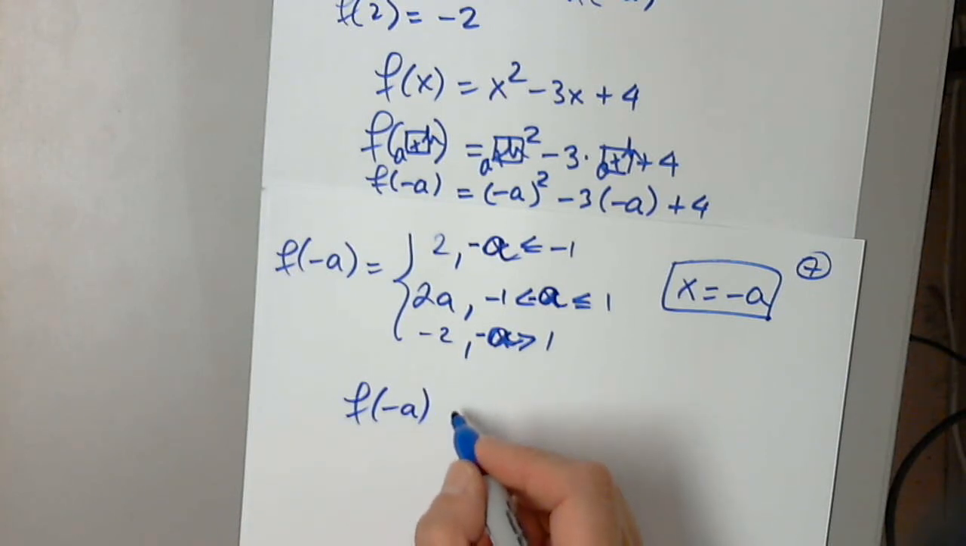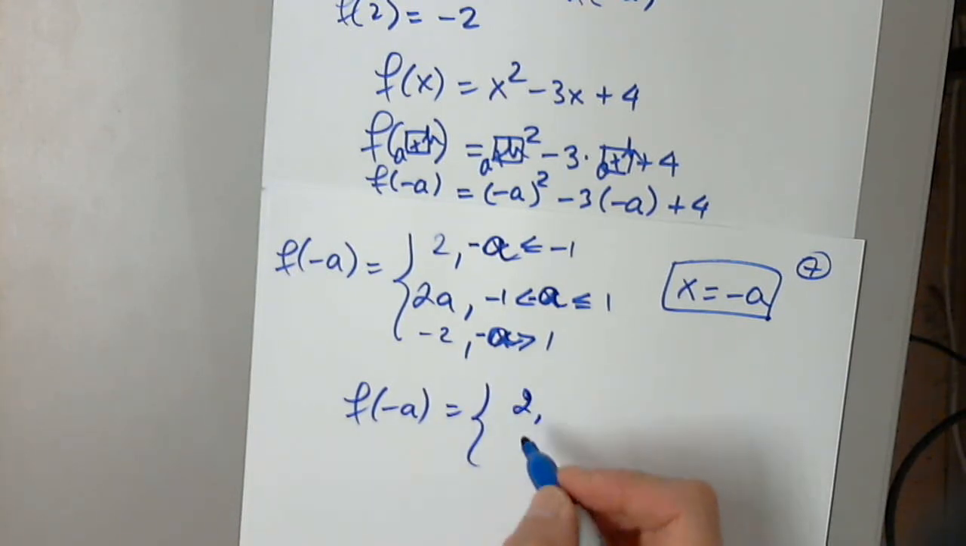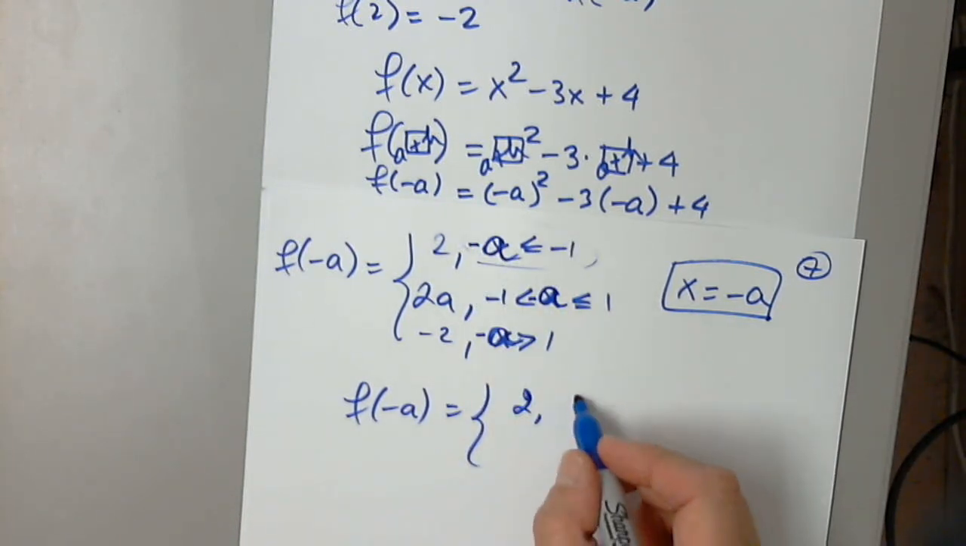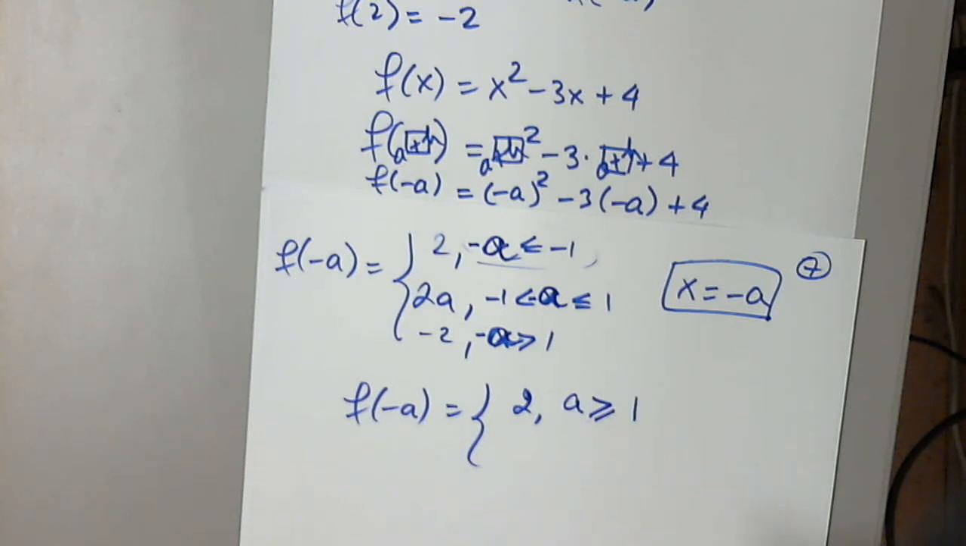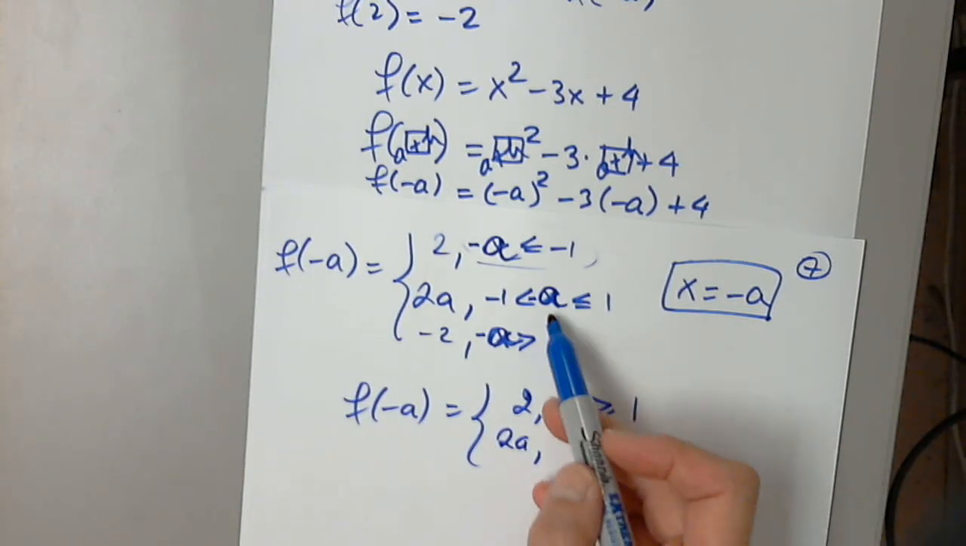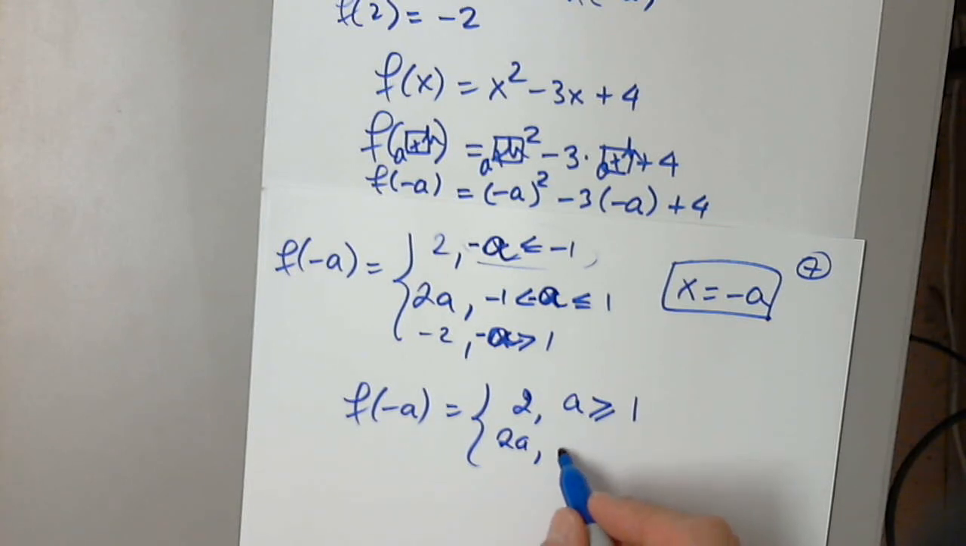So f of negative a is 2, and then I have to change this into a greater than or equal to 1. Then it's 2a, and I multiply both sides by negative 1. Negative 1 less than or equal to a less than 1.